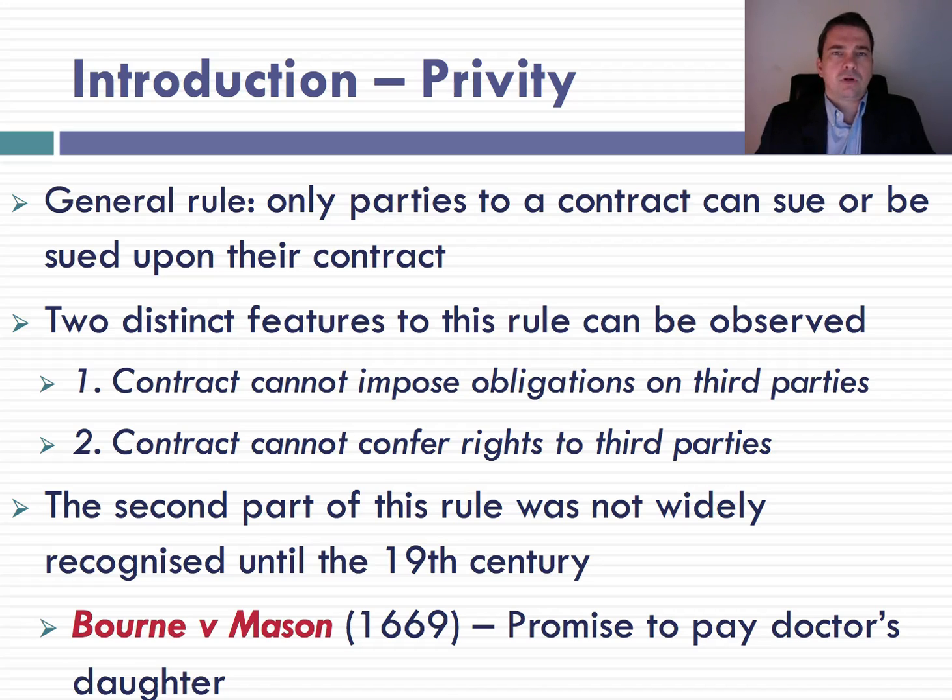Our case here is Bourne and Mason. In this case, it was a doctor and a patient, and the patient promised the doctor that if the doctor healed him, he would give the doctor's daughter some money. Now, of course, the doctor's daughter was not privy to that contract because that contract was between the patient and the doctor. However, the court held that that promise was enforceable. So that used to be the rule on privity with respect to conferring rights to third parties. In other words, that was possible.